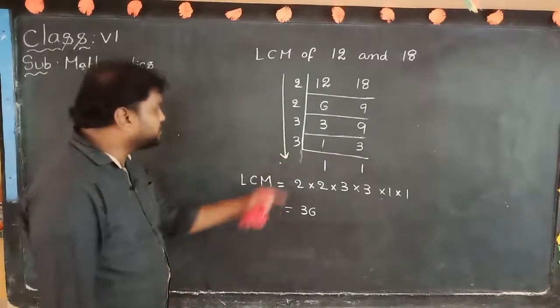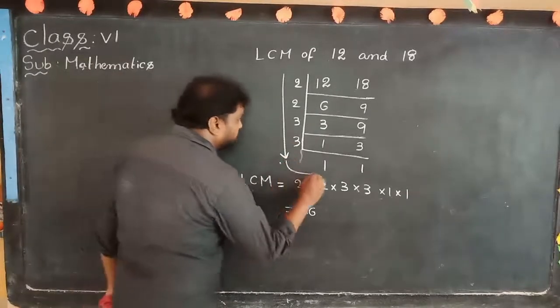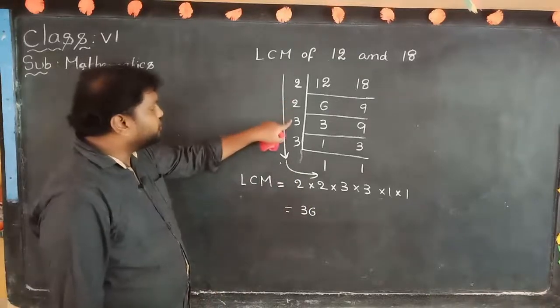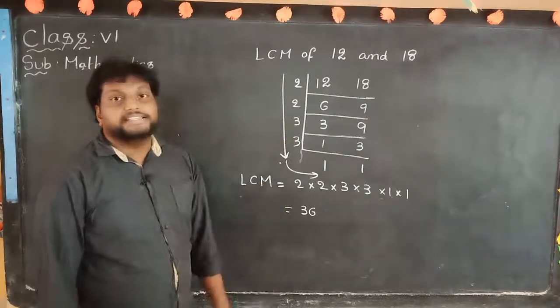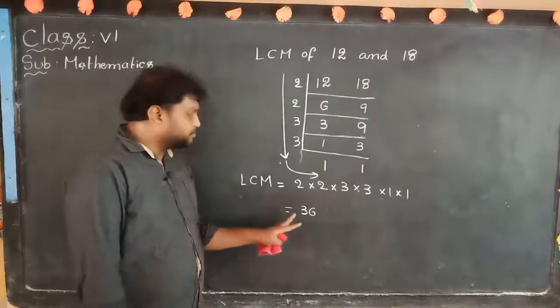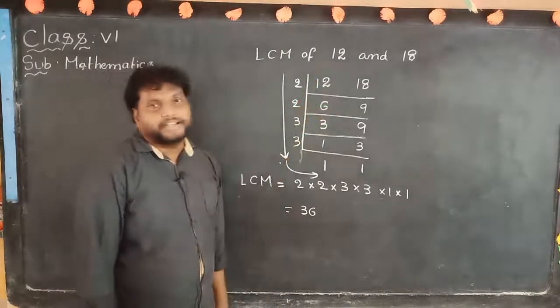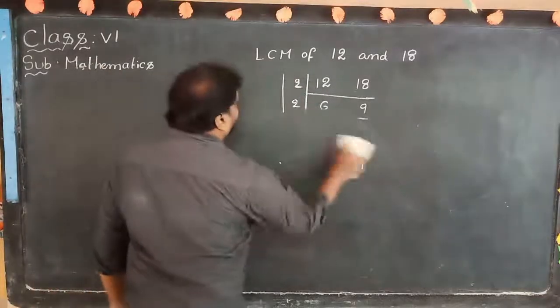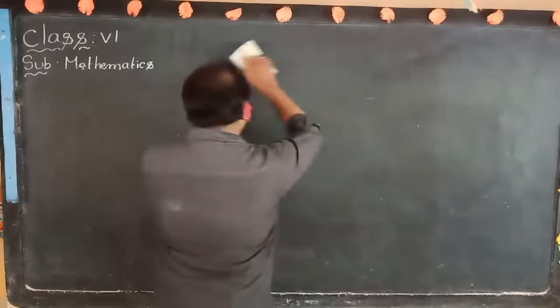In case ones are not there and many numbers remain, it looks like this. Multiply 2 twos are 4, 4 threes are 12, 12 threes are 36. 36 is the least common multiple of 12 and 18. See, 36 is more than 12 and 18. Now we'll go to one more problem.